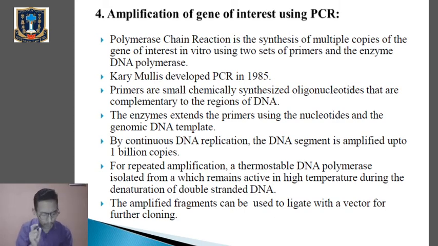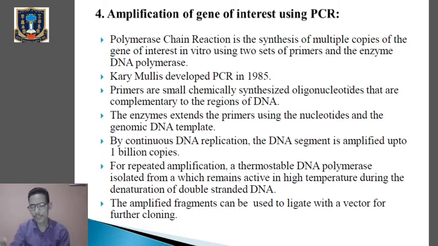Taq polymerase enzyme is obtained from the bacterium called Thermus aquaticus. Can you remember? We are going to use the enzyme Taq polymerase, which is obtained from the bacterium Thermus aquaticus, and the property of this enzyme is that it can resist a high degree of temperature during the denaturation of double-stranded DNA. Now, the amplified fragments can be ligated with the vector DNA for further cloning and for the construction of recombinant DNA.